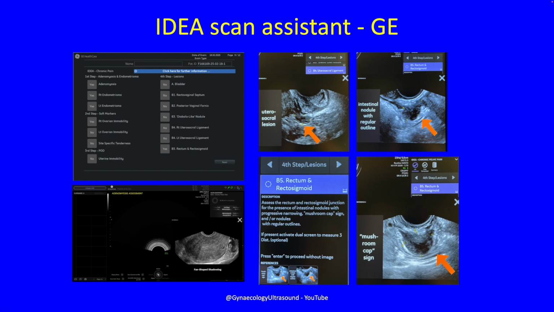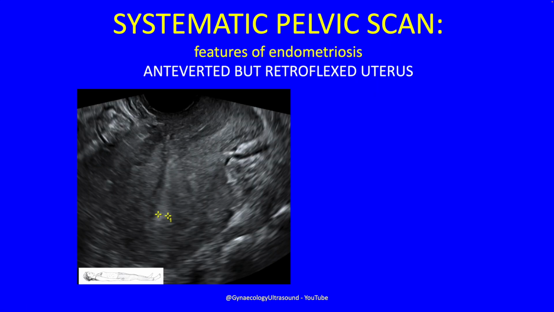The GE machines have got the IDEA Scan Assistant on their systems, and it reminds you of step 1, step 2, 3, and 4, and it will take you through those steps in a stepwise progression and show you images of what those conditions look like. Here they show an image of adenomyosis, but they also show nodules of deep endometriosis. So it's very useful to use this Scan Assistant. So let's start with our systematic pelvic scan, step 1 of the IDEA protocol, looking for features of endometriosis.